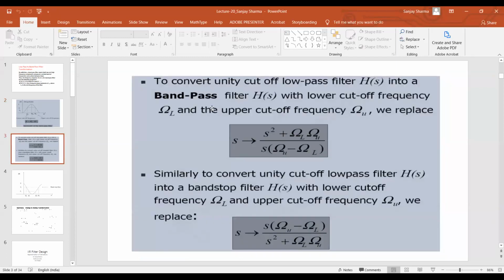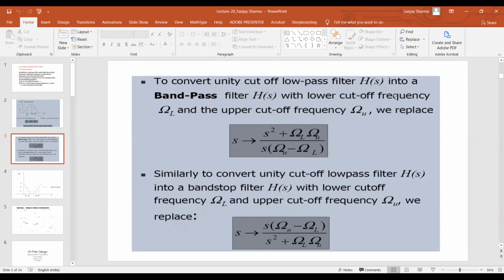Now, the question is what is the transformation which we can use to get the band pass filter from a low pass filter prototype? To convert a unity cutoff frequency low pass filter, that means the filter is a normalized filter, whose transfer function is given as H(s), we have to convert it into a band pass filter H(s) with lower cutoff frequency omega L and upper cutoff frequency omega U.